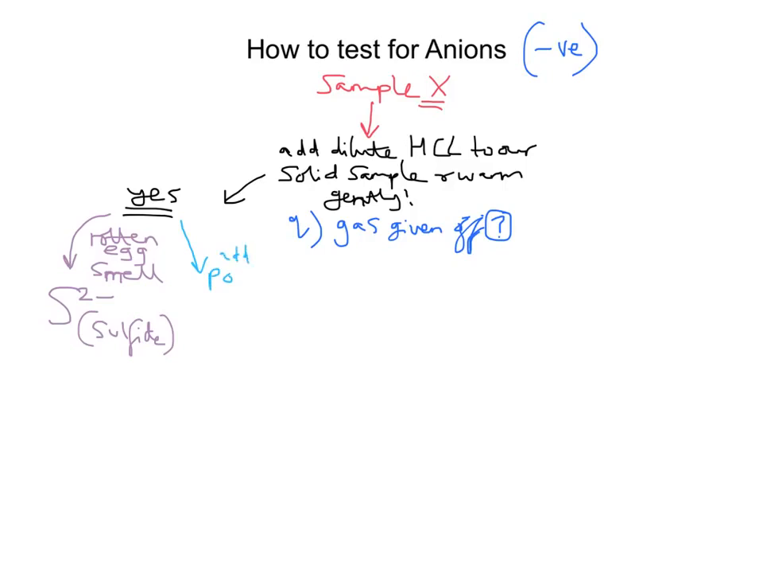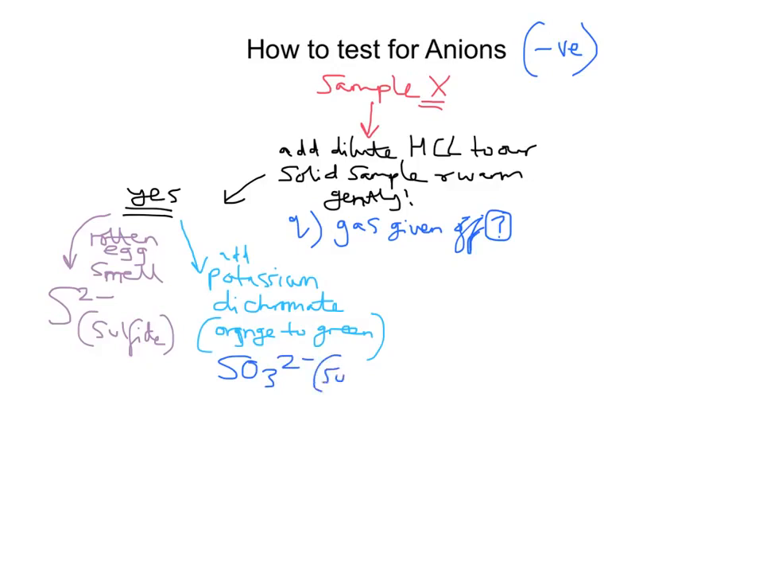Now if, however, instead of that rotten egg smell, potassium dichromate when added, we'll just put add potassium dichromate. If that were to change colour, if that were to go from orange to green, then what we would have identified is the SO3 2- ion, which is the sulfite ion. So that would be present.